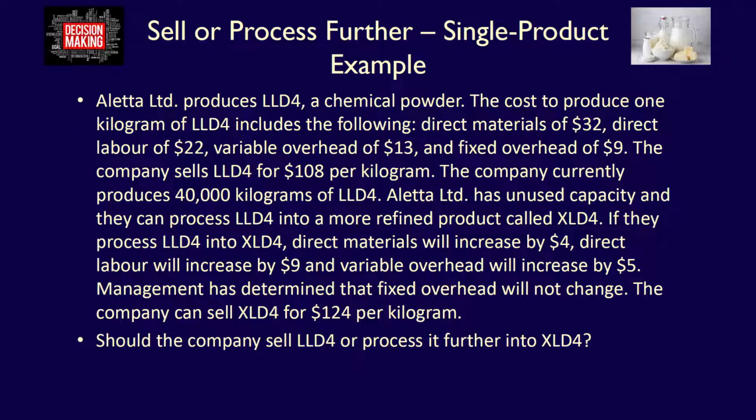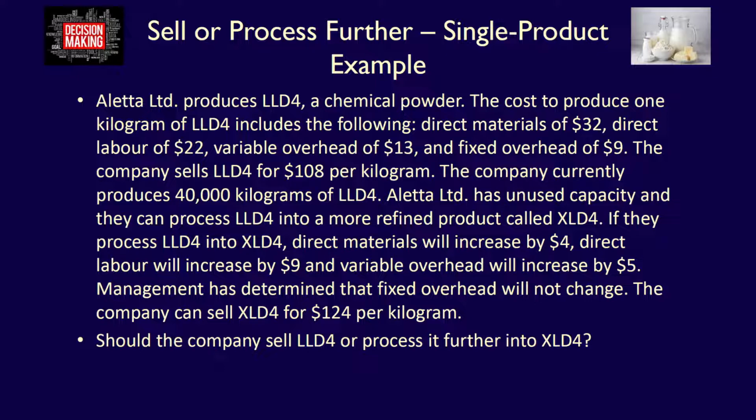Aletta Limited produces LLD4, a chemical powder. The cost to produce 1 kilogram of LLD4 includes the following: direct materials of $32, direct labor of $22, variable overhead of $13, and fixed overhead of $9. The company sells LLD4 for $108 per kilogram. They currently produce 40,000 kilograms of the product.